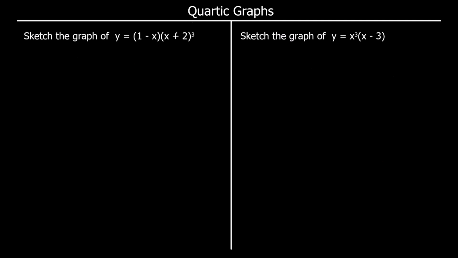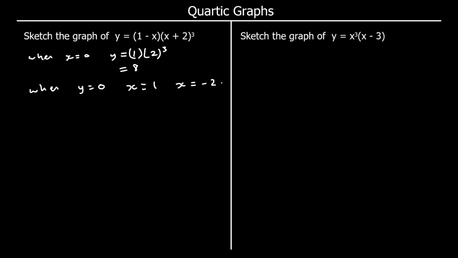And another one, this time we've got a root that's cubed. So it's going to go flat for a minute, but then keep going in the same direction. So crosses y when x is 0. So when x equals 0, we have 1 times 2 cubed, which is 8. And when y equals 0, we can have x equals 1 for the first bracket, and x is -2 for the second bracket.